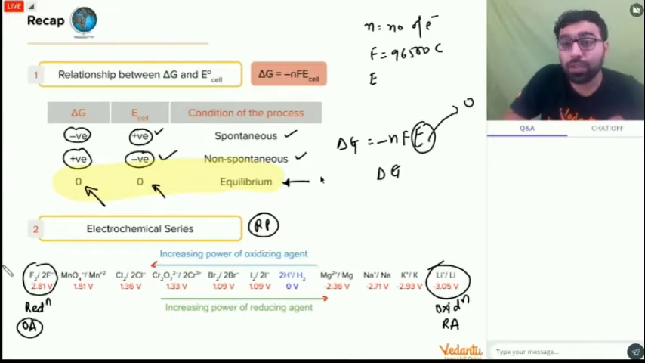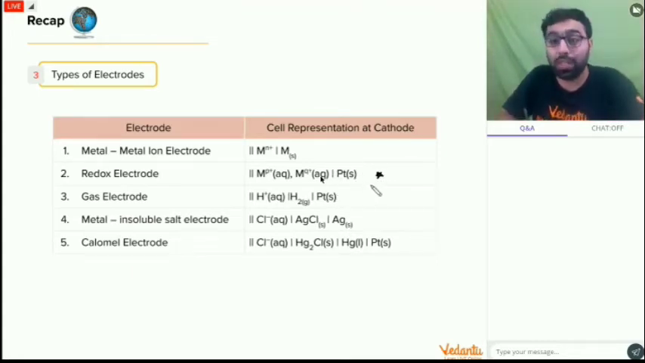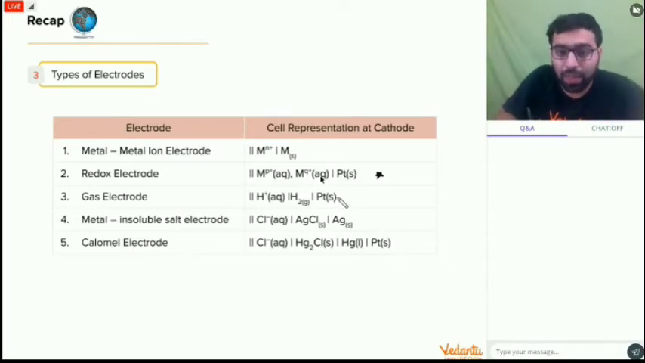And after this, we saw different types of electrodes. One was the metal ion electrode. Then the redox electrode was a typical example in which we were using platinum. Platinum is used for contact because platinum is inert. Platinum is an inert electrode. It is used for contact. So a gas electrode or any redox electrode will have platinum. Gas electrode, again you can see platinum.